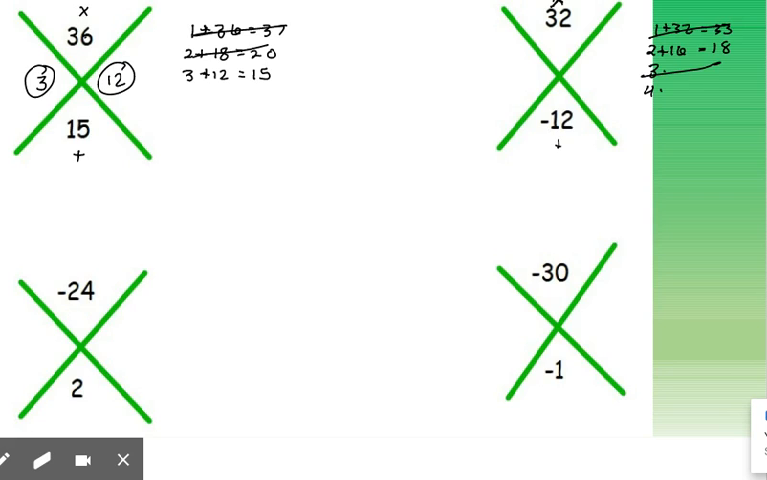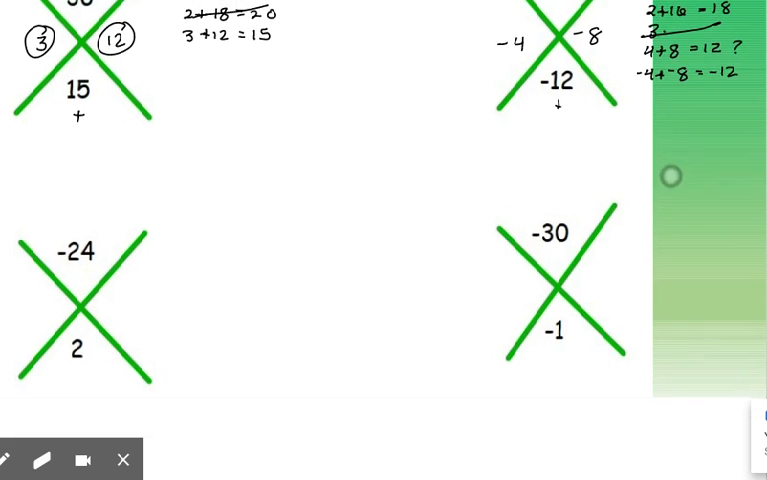32 divided by 4 is 8. Well, 4 times 8 is 32. If I add that, I get positive 12. Well, remember, again, I can get a positive 32 by doing negative times a negative. Negative 8 times negative 4 is going to be 32. But now if I add those, I get negative 12. So I have my numbers.